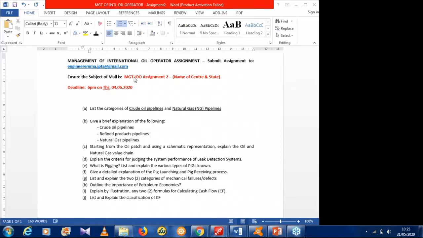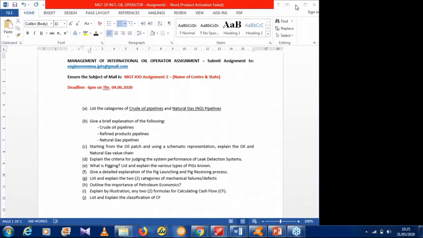Please ensure you make use of the subject MGT, that's Management of IOO, International Oil and Gas Operator, Assignment 2. Then the name of your center and state. Send to engineeringma.jpts@gmail.com. Your deadline for submission is 4th of June 2020.